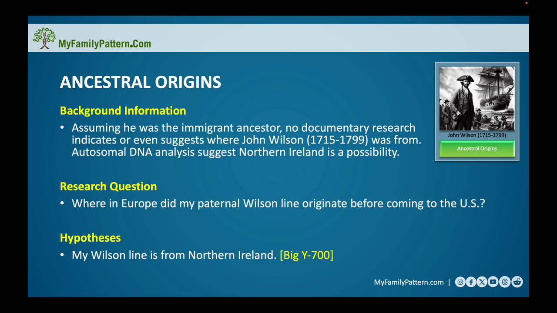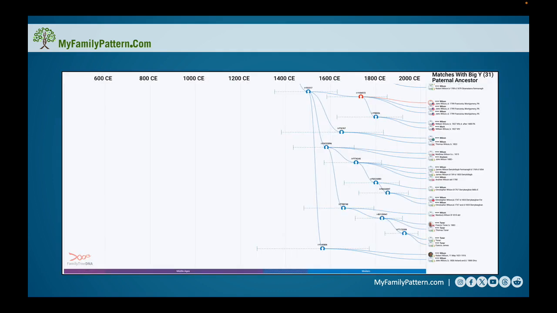So turning that into a hypothesis, based off of some of the autosomal DNA analysis that I had done, my testable statement is: my Wilson line is from Northern Ireland. And I'm going to use the Big Y to test it. So I took a Big Y DNA test, and what I learned was there were a number of DNA matches that I had that were known descendants of John Wilson.